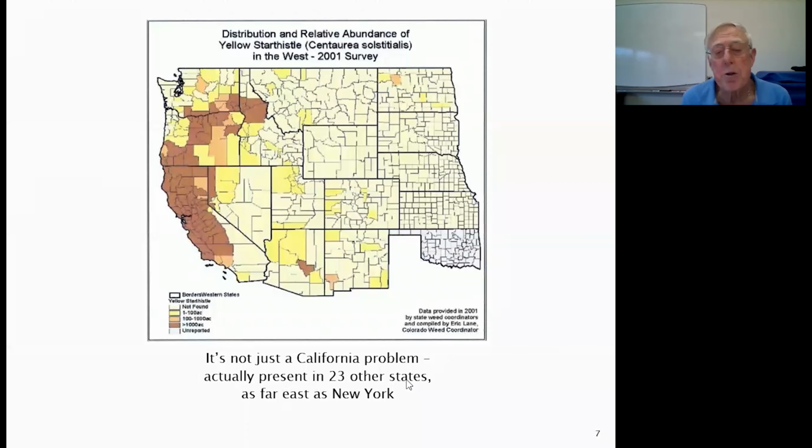And this is, again, a relatively old slide. I think this is 2001, so it's 20 years old, but it shows the areas in dark brown of the heaviest infestations at that time, and the yellow areas are varying degrees of lesser infestation. Now, if this map were redone today, 20 years later, I'm sure you would find the heavy infestation over a much broader area, and probably this whole area would have at least some star thistle contamination. So it's not just a California problem.